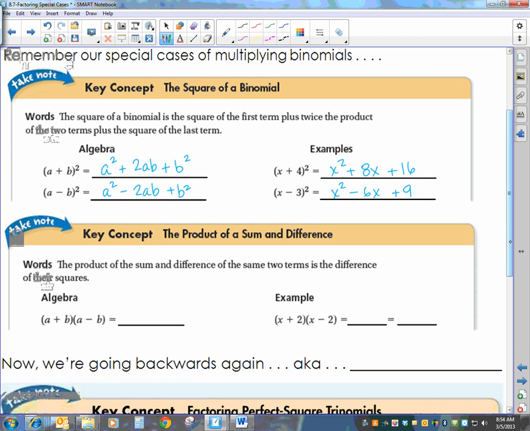And the other one that we talked about was the product of a sum and a difference. Here we have a sum and a difference. And we looked at it the long way, but then we remembered that it was much easier and shorter: we just squared the first term, squared the last term, and subtracted them. So x plus 2 times x minus 2 would give us x squared minus 2 squared, and that is x squared minus 4.